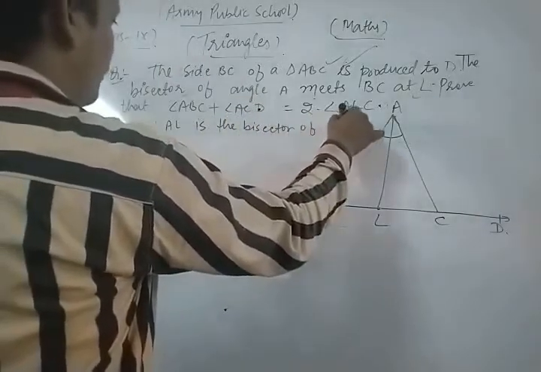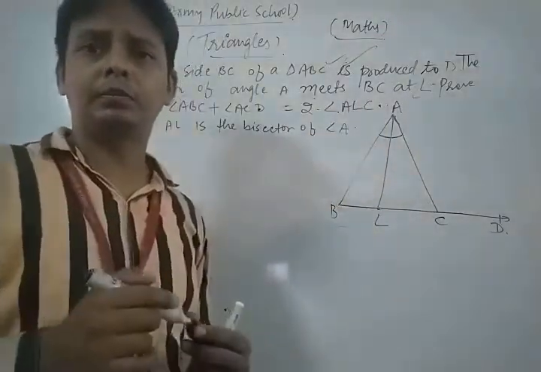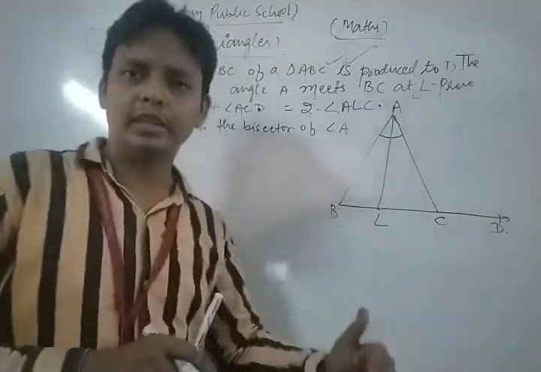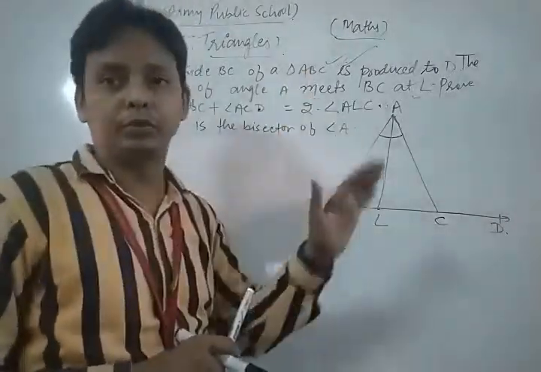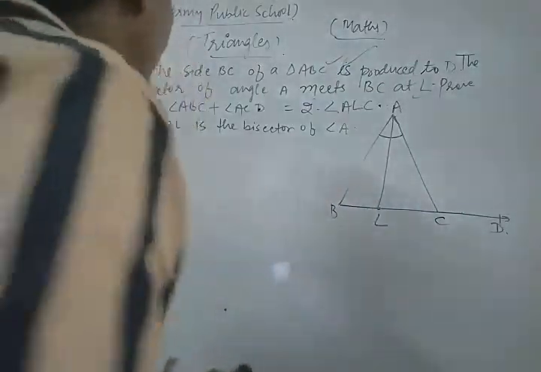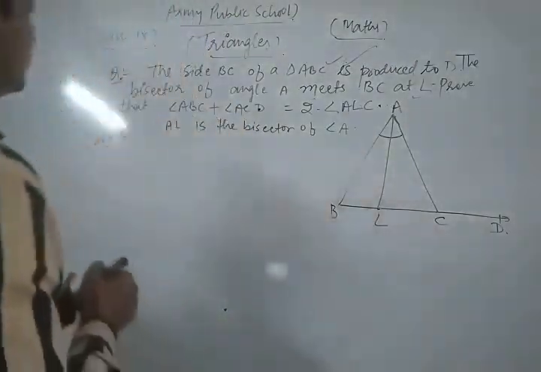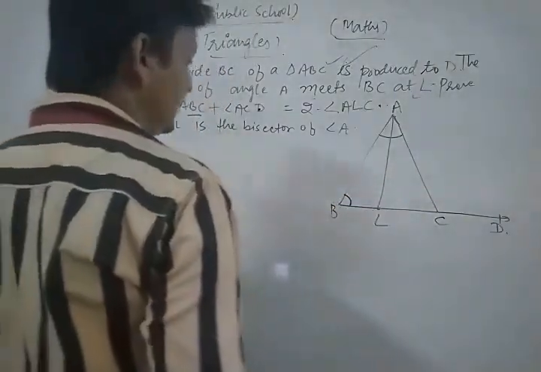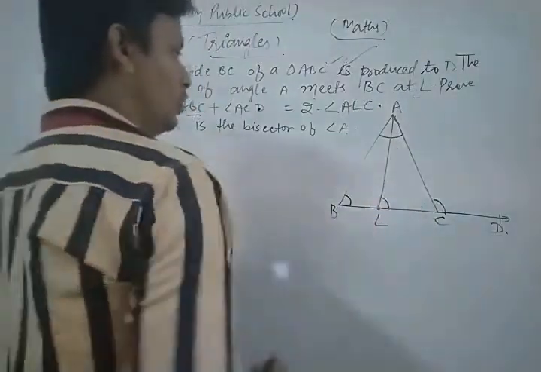Now, dear student, when proving any theorem of that type, first of all you totally concentrate on your proof. What is to be proved? Now look here, dear students. ABC is mentioned, so that is an angle. ACD is mentioned, and ALC means that angle.